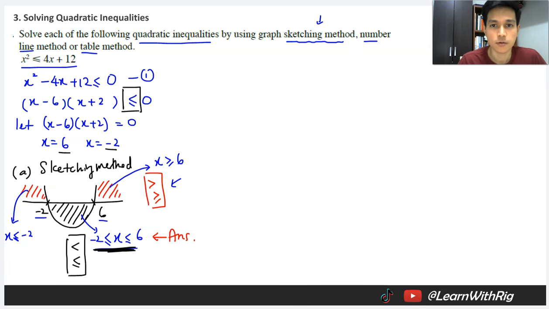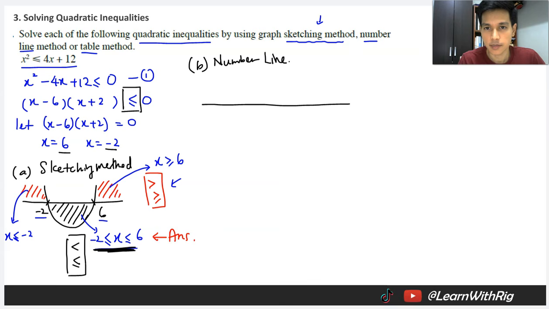Okay, so now let's solve the second part, B, number line method. So how are you going to solve the number line method? You are going to solve by using, obviously, a number line. So you've got a number line here.